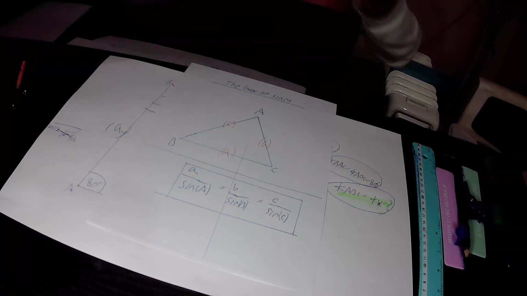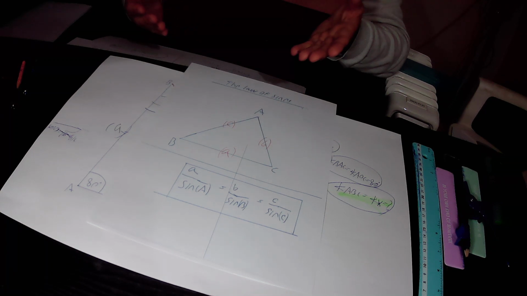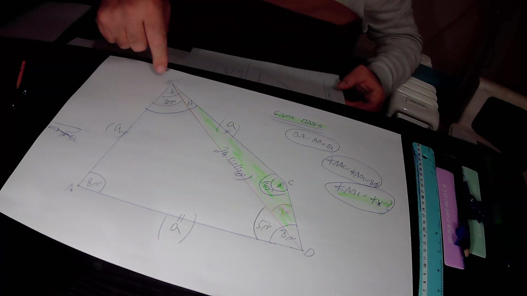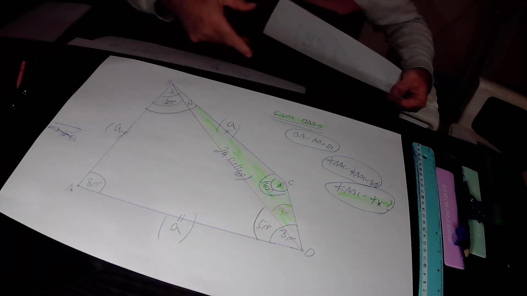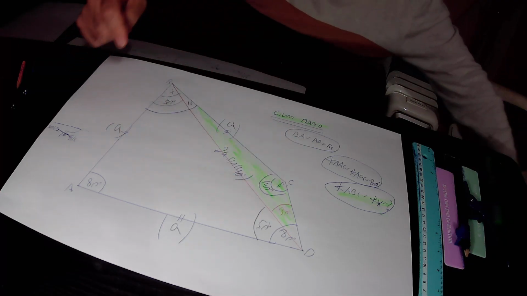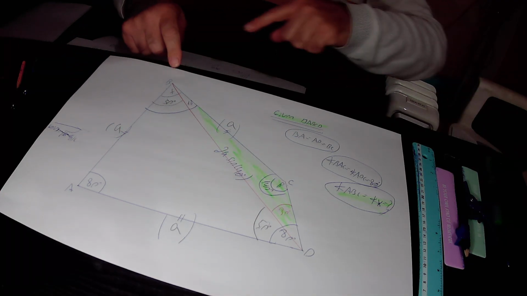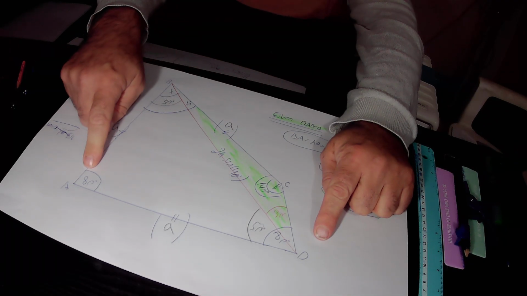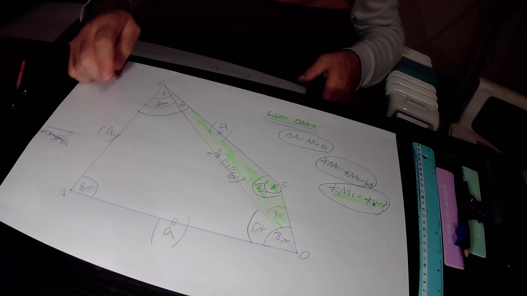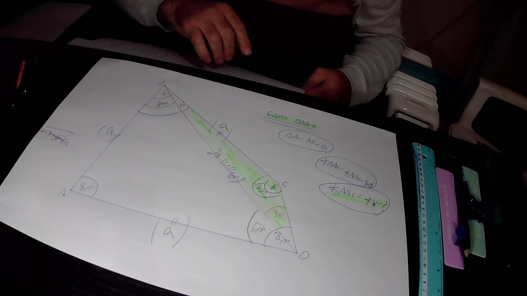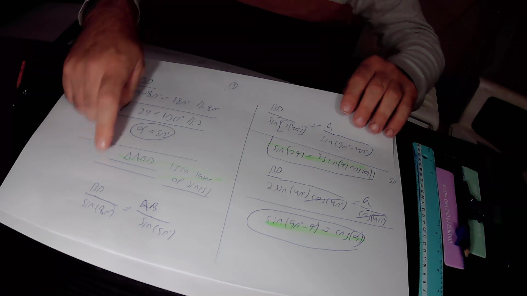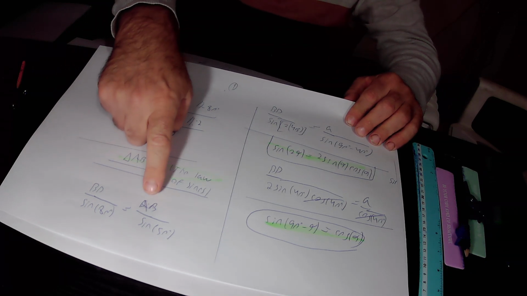Because the law of sines is true for any triangle, we can implement it in this triangle ABD. So in triangle ABD, according to the law of sines, BD over sin 80 degrees equals AB over sin 50 degrees.